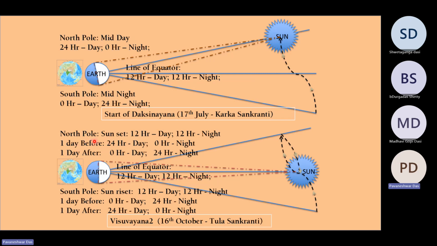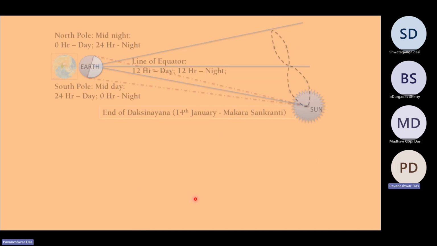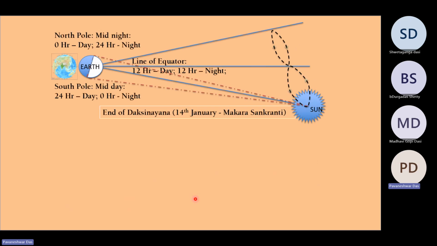So one day before it was full day here. On that day, 12 hours day, 12 hours night. One day later, full night. And here it is opposite. One day before full day, one day later full night, one day before full night, one day later full day, on that day 12 hours day, 12 hours night. So like that, finally the sun comes again to the same point.